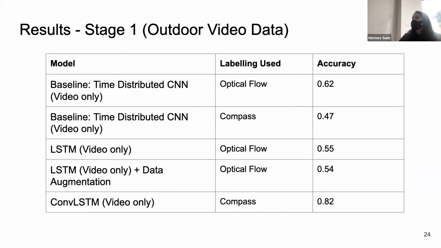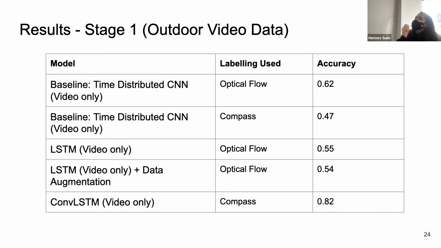So I'll be talking about some of the results that we have achieved till now. The first thing that we did was to reproduce the baseline model that was used by last year's Capstone team. This was the time distributed CNN model. We recreated this in our own pipeline using PyTorch. We also tried it with two of the labeling methods, optical flow and compass. These were also proposed by last year's Capstone team.